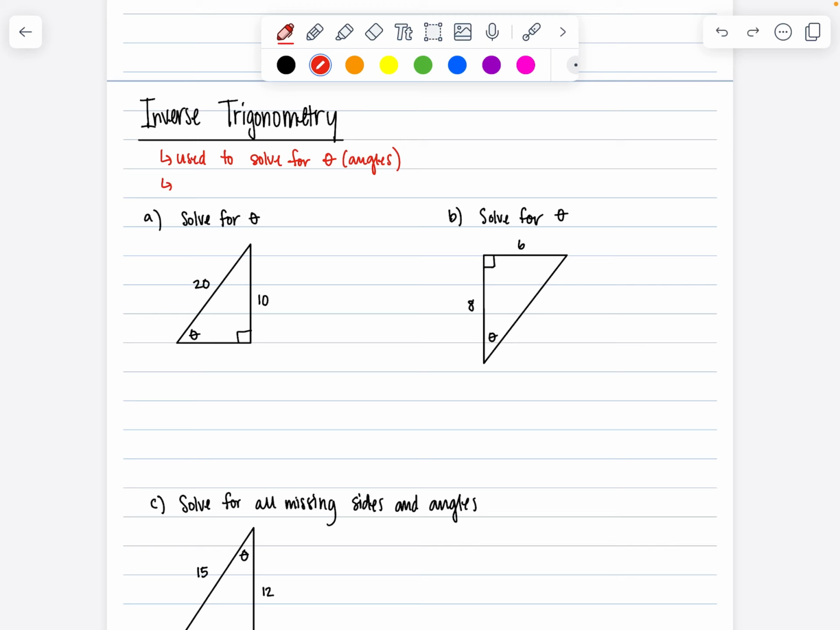Okay, and if you look at our first example, solving for theta means we're solving for the specific angle measure. Your calculator is going to be extremely important in this particular problem. If you notice this first problem, we have a hypotenuse and an opposite side, and the hypotenuse is double one of the sides, which is a dead giveaway for 30, 60, 90.